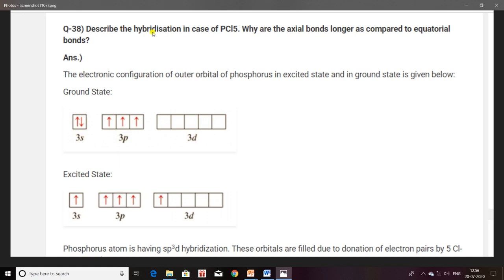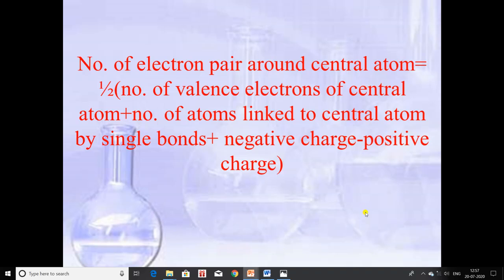Next question is, describe the hybridization in case of PCl5. Why are the axial bonds longer as compared to equatorial bond? You can answer this question by yourself because it is already discussed in lecture video. You can calculate hybridization also using the formula. Use this formula, find out number of electron pairs, and with the electron pairs you can find out hybridization.